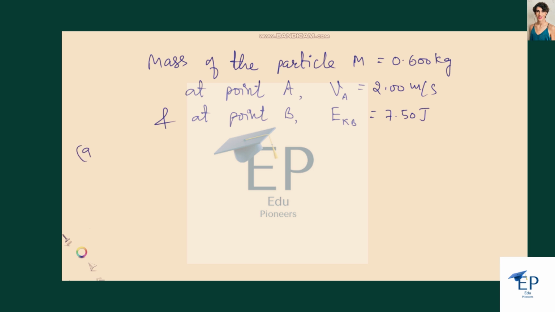In the first part of the problem, we have to find its kinetic energy at point A, EKA. Simply it will be given by the expression half m VA square, which is half multiplied by 0.600 multiplied by VA, 2.00 square. So this kinetic energy at point A is calculated to be equal to 1.2 joules. Answer for the first part of this given problem.